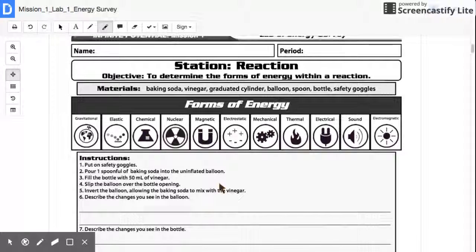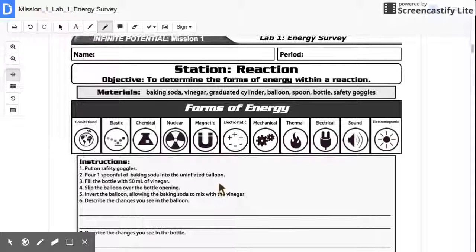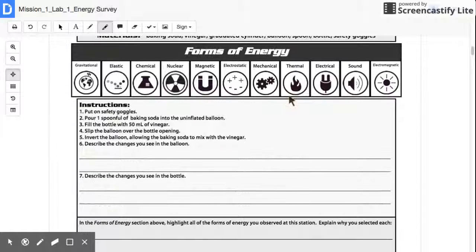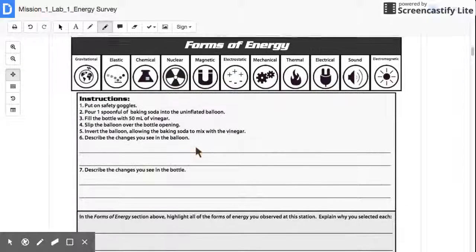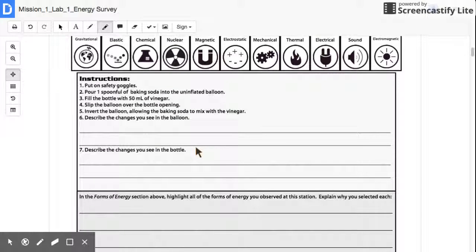The next station is a reaction station, and your job is to determine the forms of energy within a chemical reaction. All right. Once again, it lists the materials. It lists the instructions on what you need to do. We'll go over specific instructions in class, but make sure that you do this. Now, look at number 7. It says, describe the changes you see in the bottle.